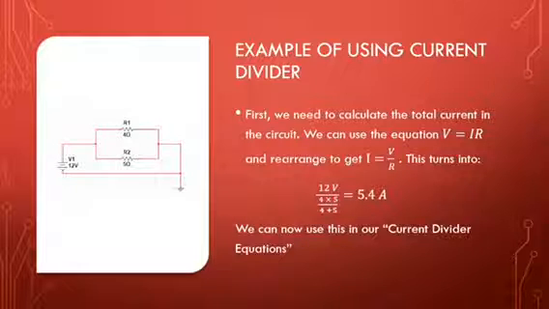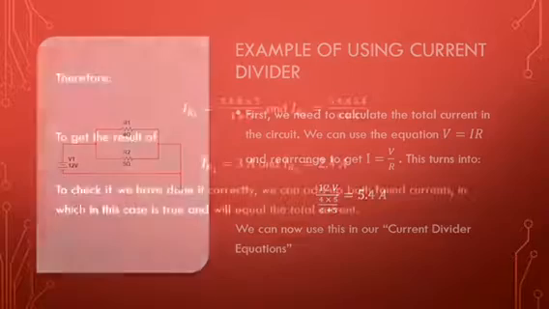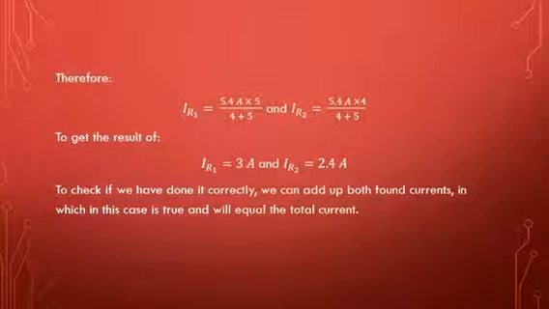We can now use our current divider equations. Therefore, IR1 will equal our current times by 5 divided by 4 plus 5, and IR2 will equal our current times by 4 on 4 plus 5 to get the result of IR1 is equal to 3 amps and IR2 is equal to 2.4 amps. To check if we have done it correctly, we can add up both of the currents found, in which case it is true to equal the total current.